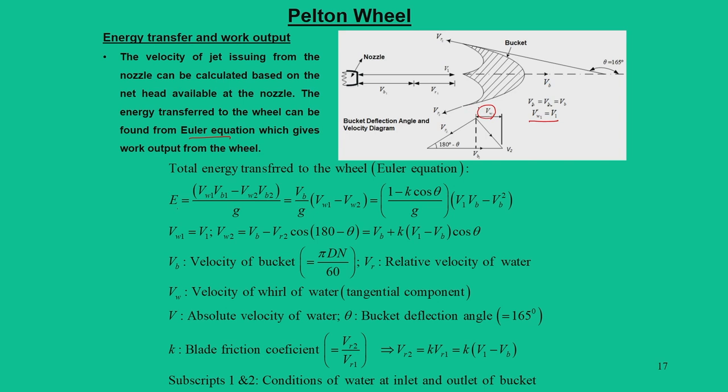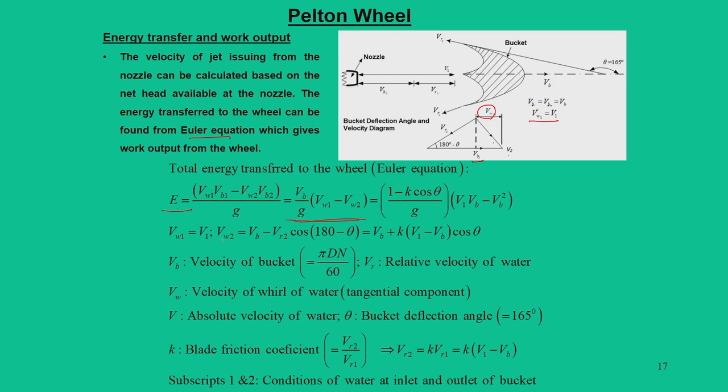Since the water exits with an angle of 165 degrees, the water goes out at a certain angle with relative velocity Vr2. Due to this relative velocity, together with the same bucket velocity, we will have absolute velocity V2, and its horizontal component is Vw2. Through these diagrams the Euler equation has been derived, and finally, for this Pelton wheel, we write Vb times (Vw1 minus Vw2).